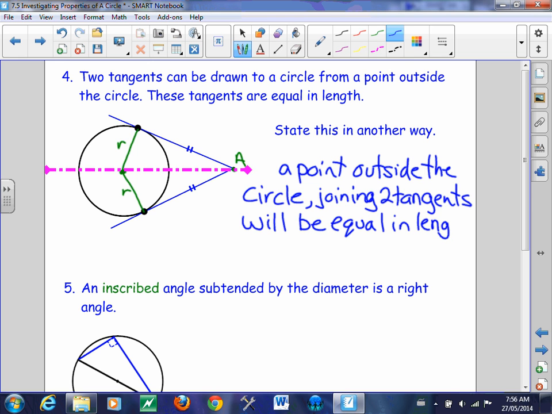When I mean equal in length, I mean the two tangents. All right. Any questions there, folks?